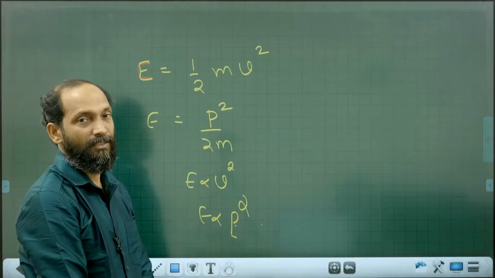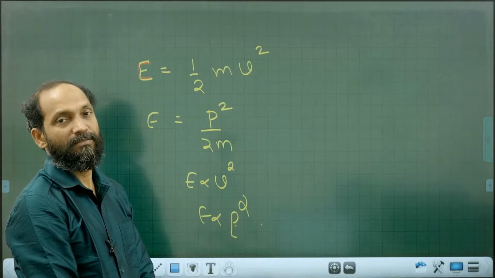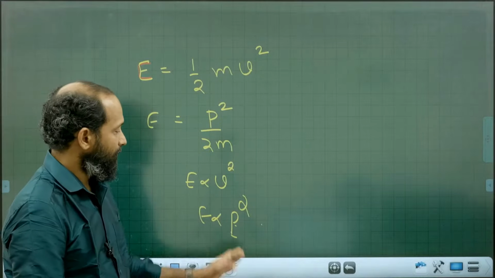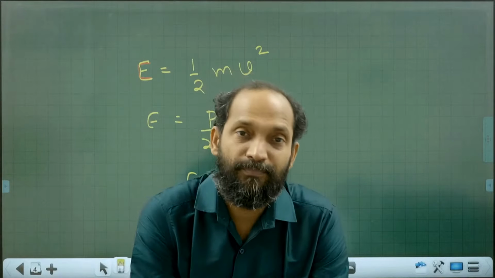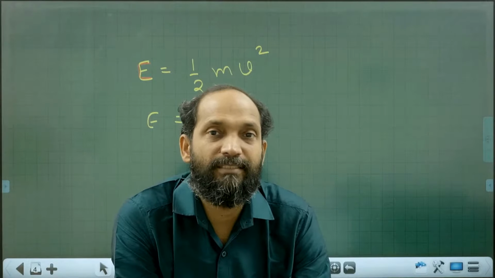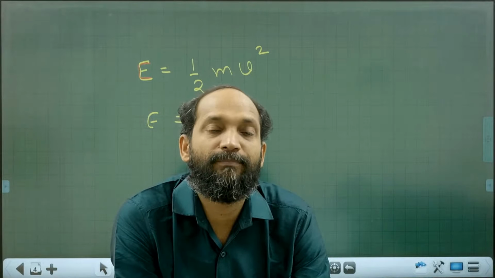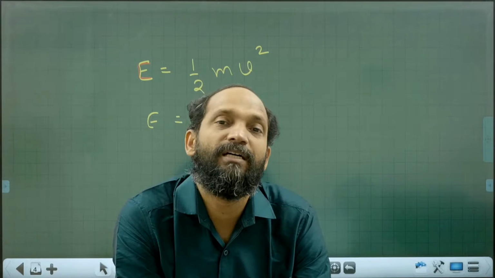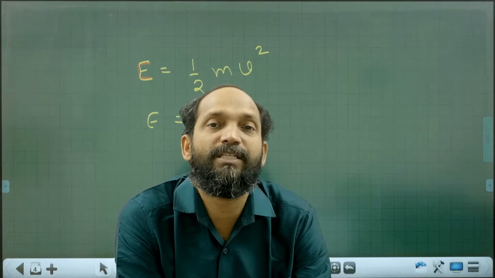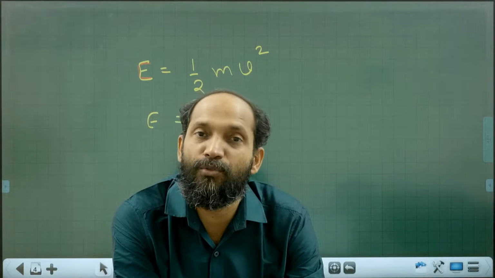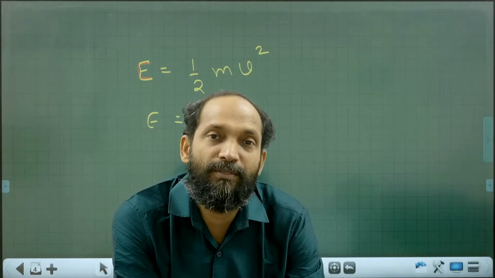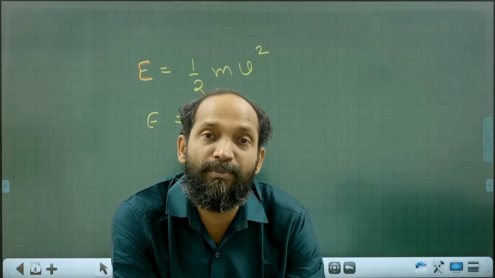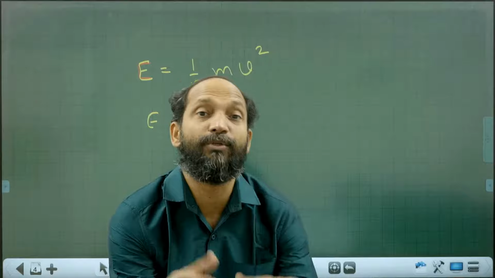30 into 2 plus 3 square: 60 plus 9, 69. Momentum increases by 40%: 40 into 2, 80, plus 4 square, 16, so 96. Momentum increases by 50%: 50 into 2, 100, plus 5 square, 25, so 125. So when momentum increases by 50%, its kinetic energy increases by 125%.